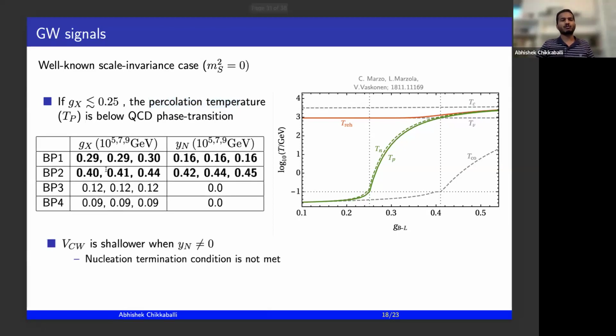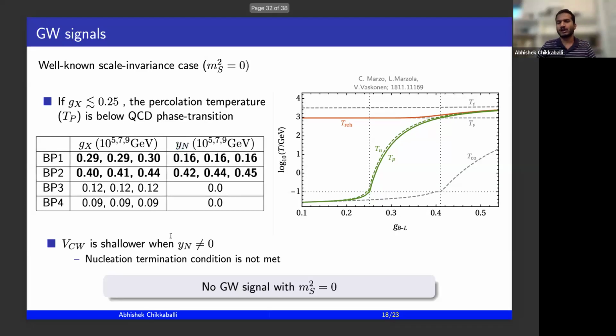And even in benchmark points 1 and 2, where the value of this coupling is larger than this limit, we still don't find the gravitational wave signal, because in this analysis, they did not consider the Yukawa coupling, which is also quite large in our predictions. So including the effects of this coupling shows that the percolation temperature is still below the QCD phase transition, and we do not have any gravitational wave signals, even in this case.